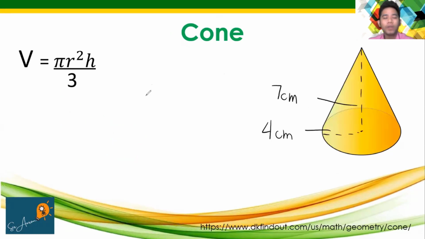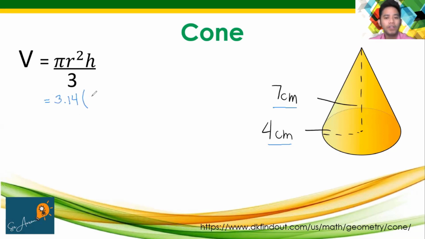Next naman, we are going to solve for the volume of cone. Ang formula noon ay pi r square h over 3 or divided by 3. So, ang given dito sa cone ay yung kanyang height, 7 centimeters, ang kanyang radius na 4 centimeters, at ang value ng pi ay 3.14. So, substitute natin yung mga givens. Ang value ng pi, 3.14.